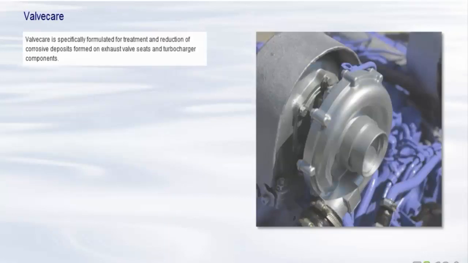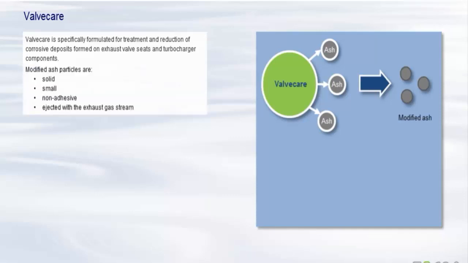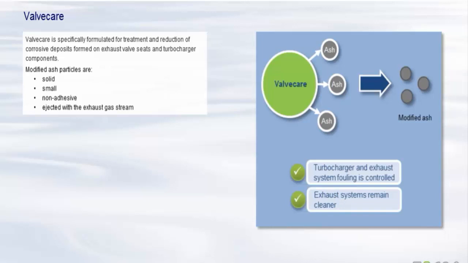Valve Care is specially formulated for treatment and reduction of corrosive deposits formed on exhaust valve seats and turbocharger components. Valve Care physically modifies fuel ash, raising the melting points of the ash above the normal engine operating temperatures. Modified ash particles are solid, small and non-adhesive, and are ejected with the exhaust gas stream. Exhaust systems remain cleaner, and any ash that is formed is friable and easily removed by conventional methods such as brushing.